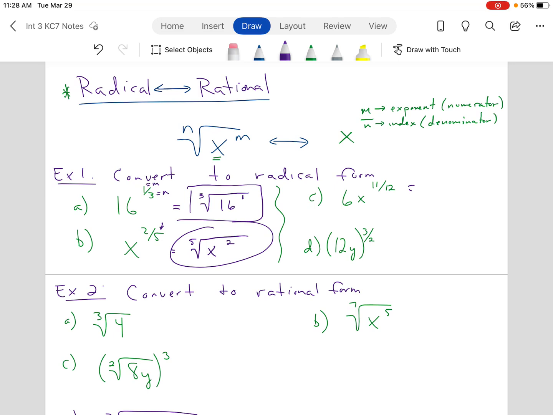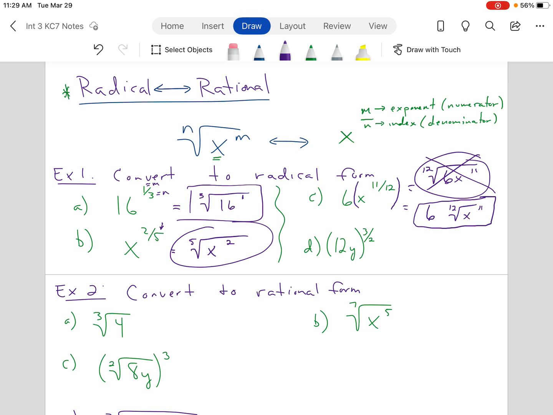Now C, be careful with C. A lot of students will say this is 6x, 12th root to the 11th power. This is incorrect, and I want you to write this because it is a common misconception. The exponent is not being applied to the 6 because it does not have parentheses, which means the 11 over 12 is only being applied to the x. So 6 is going to stay on the outside, and then I'm going to have the 12th root of x to the 11th power. This is my final answer.